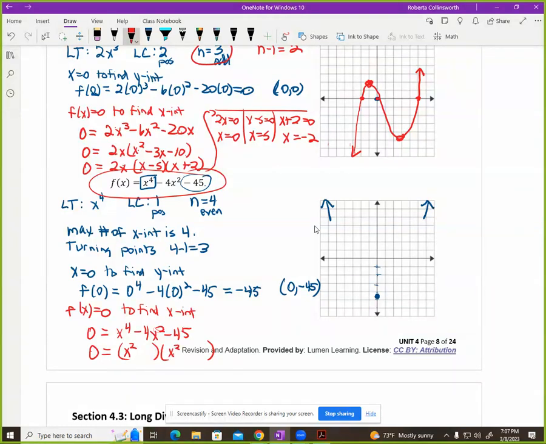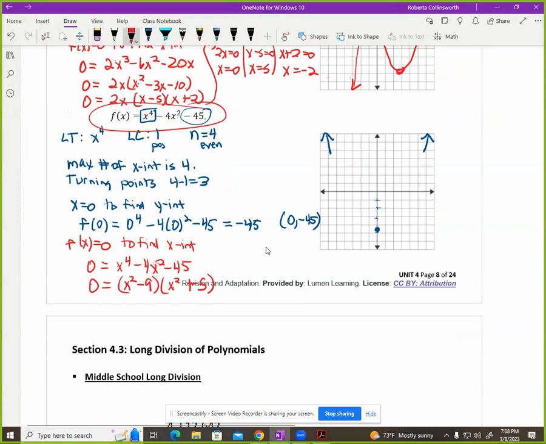X squared times x squared is x to the fourth. I need factors of negative 45 that are going to add together to be negative 4. So that's going to be negative 9 and positive 5. So now I'm going to scoot up here and set each part equal to 0. So x squared minus 9 equals 0, and x squared plus 5 equals 0.